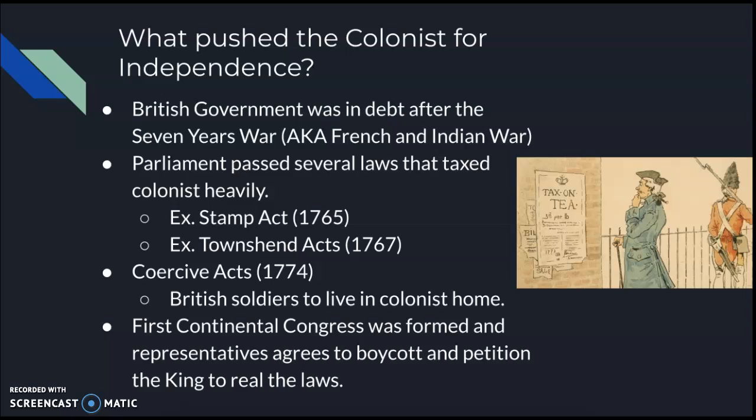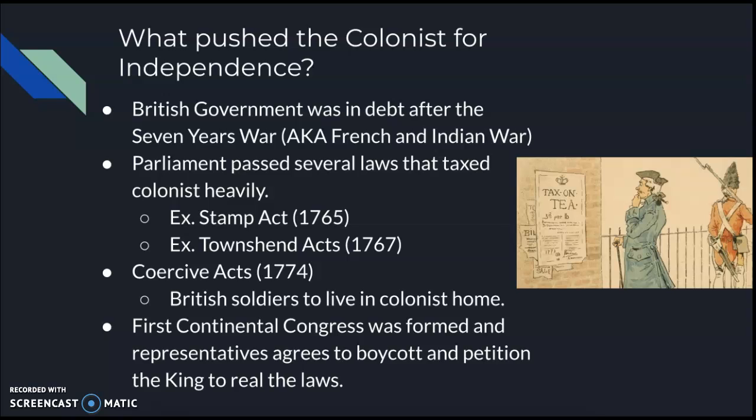So Parliament over in England decided to pass several laws to tax the colonists. And the colonists were not happy about this. One of the first laws that passed was the Stamp Act in 1765. This basically established that anybody who bought paper, books, anything that was printed basically had to pay some form of tax.